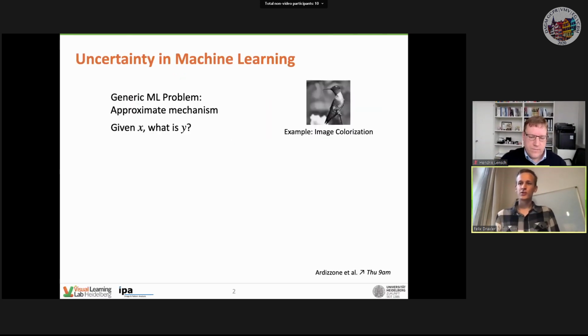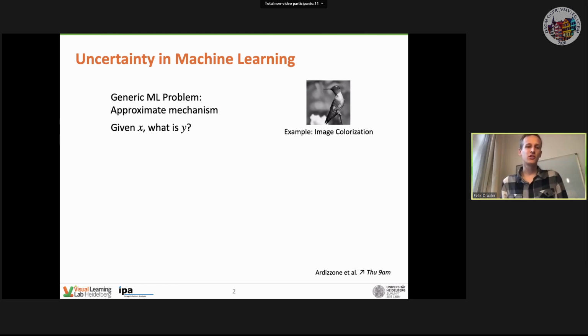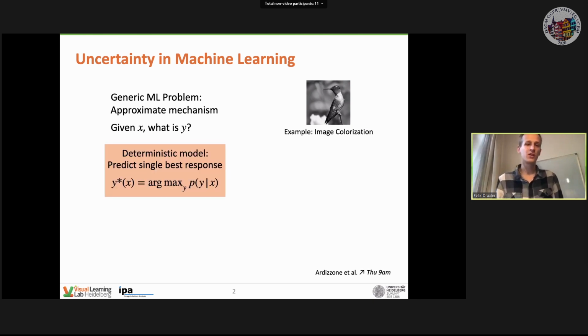To start off, I want you to think about a generic machine learning problem. You should approximate the mechanism: you're given an input X and you should output the corresponding Y. I will guide you through this with an example of image colorization. You're given a grayscale image and should predict the color channels. There are basically two types of models that you can come up with. The first one is a deterministic model that will just predict the single best response. For example, the one that is most likely could be this bird.